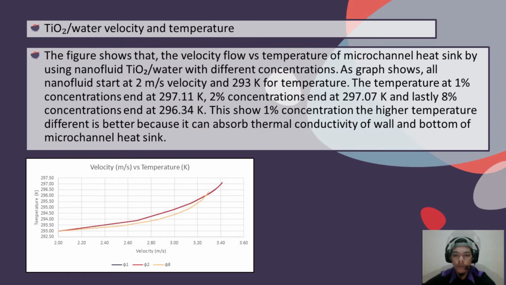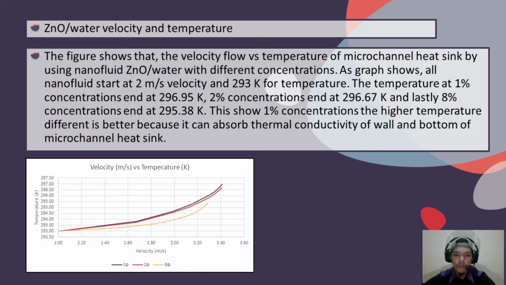This shows that one concentration has a higher temperature difference because it can absorb thermal conductivity of the wall and the bottom of the microchannel heat sink. Okay, this is for zinc oxide velocity versus temperature.